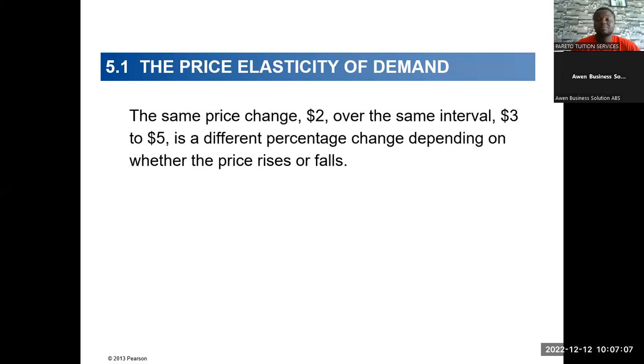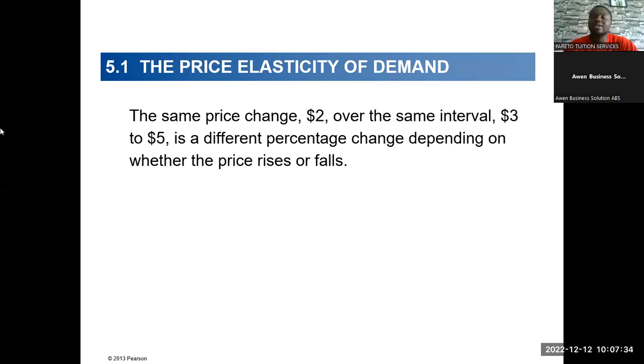So you see that the same price change, $2 over the interval, $3 and then $5. One was just an increase, and the other was a fall. But then we are getting different percentage changes. So the value of the percentage change here is going to depend on whether the change is an increase or a decrease. Is it a rise in price or a fall in price, which is not ideal.